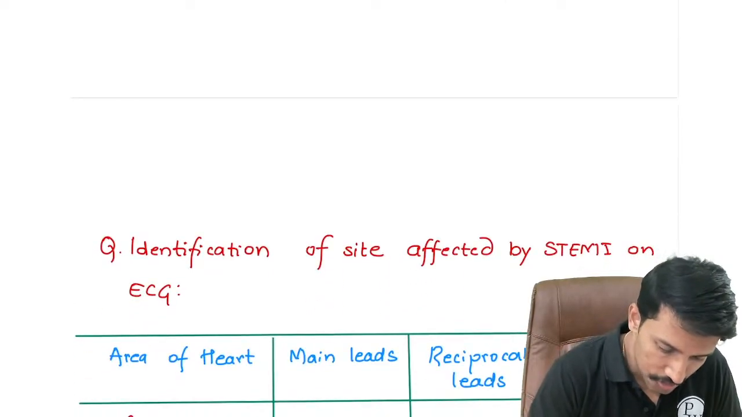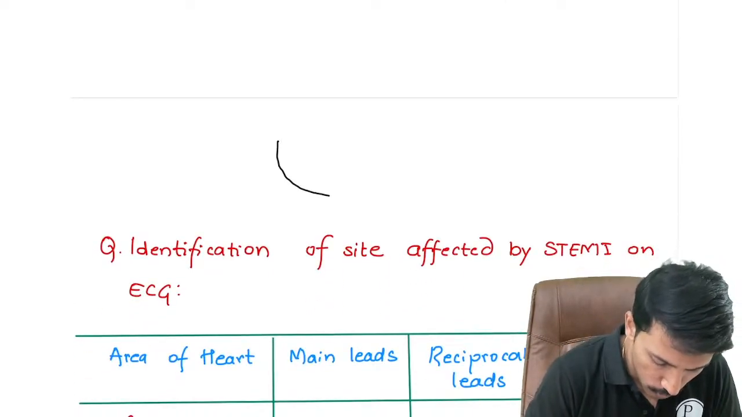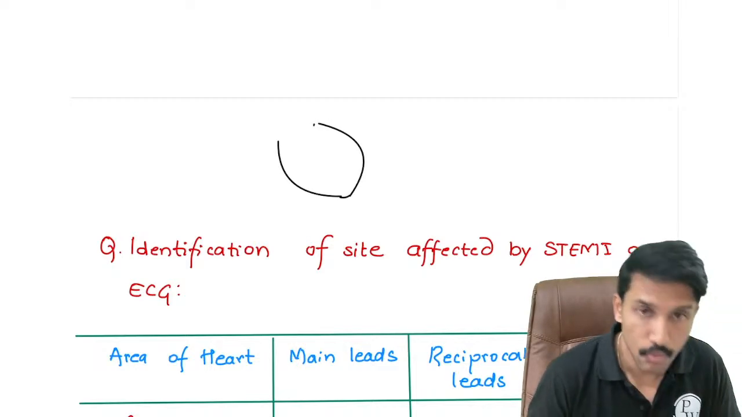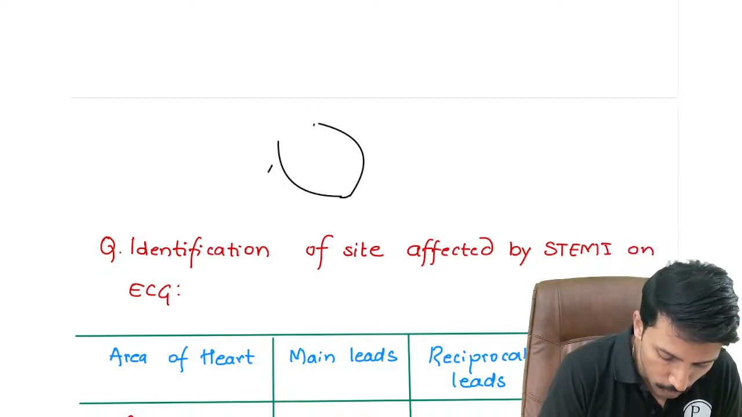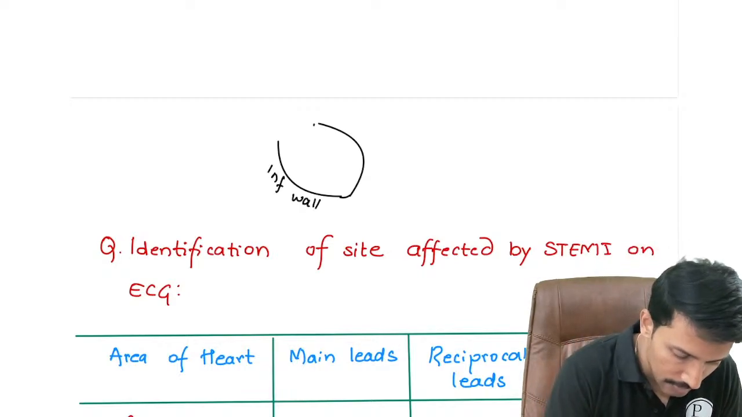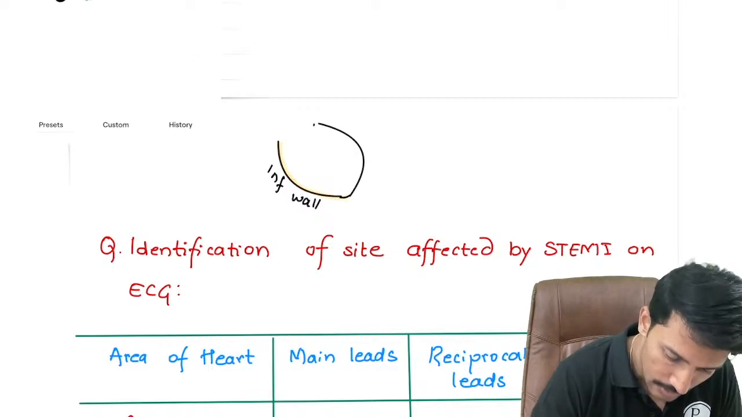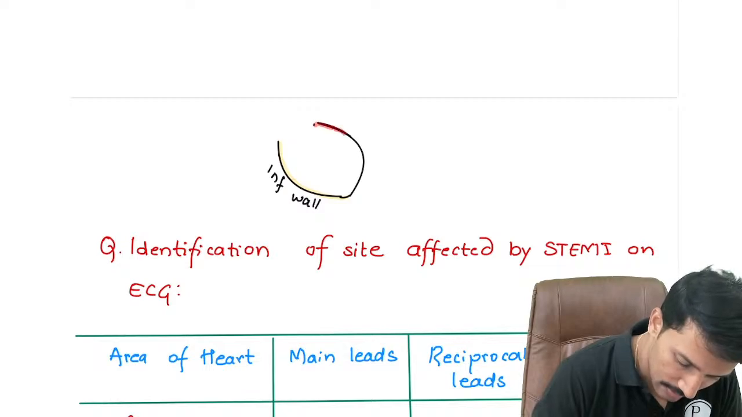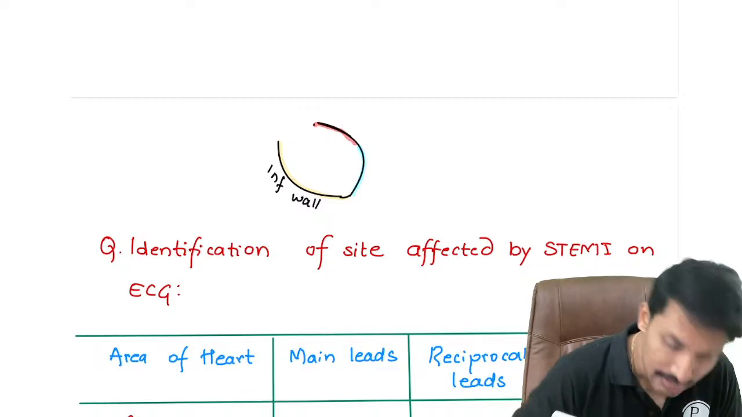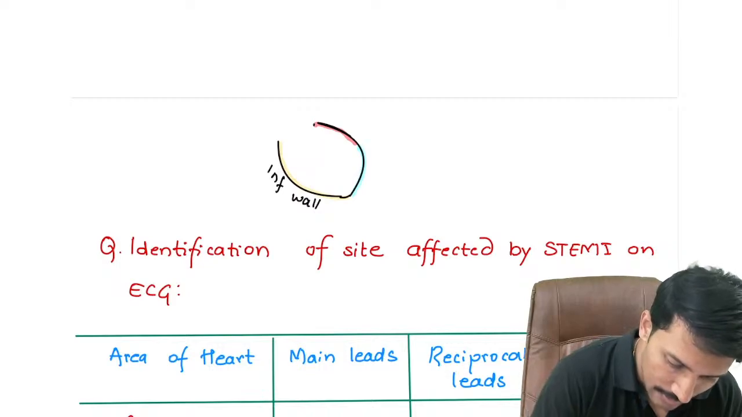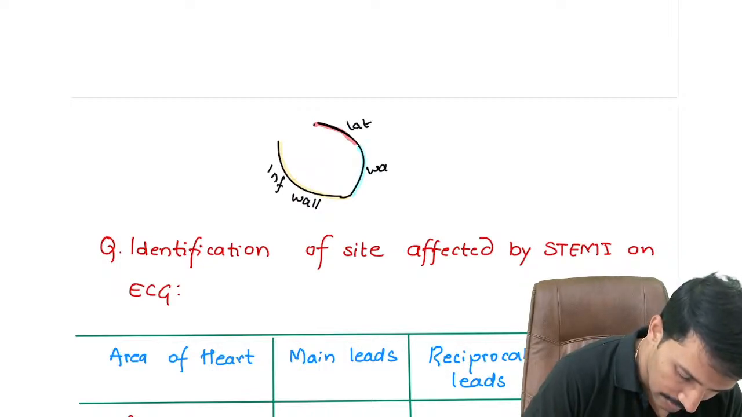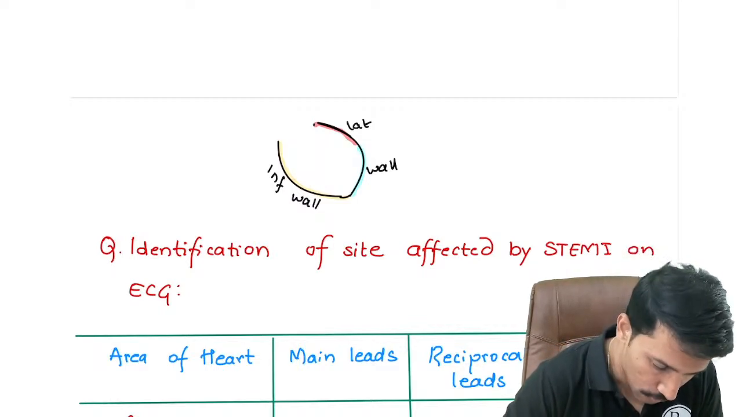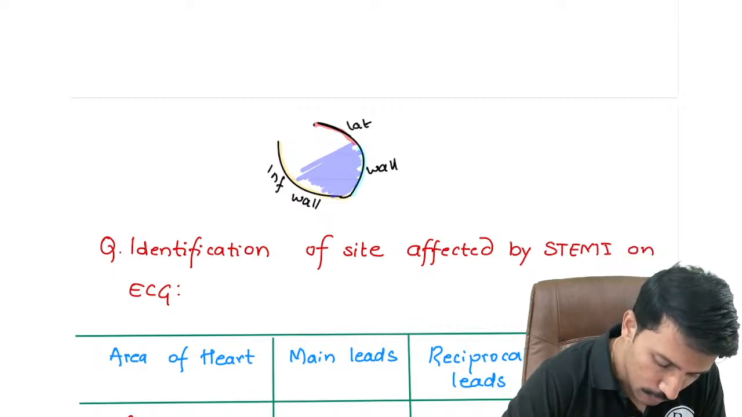When I sketch a heart, it has an inferior wall, a lateral wall, an anterior wall and a posterior wall. This is the inferior wall of the heart, this part. And this part we will call the lateral wall, higher lateral and lower lateral. Then it has an anterior wall, which is visible to me from the front. So this is all anterior wall.